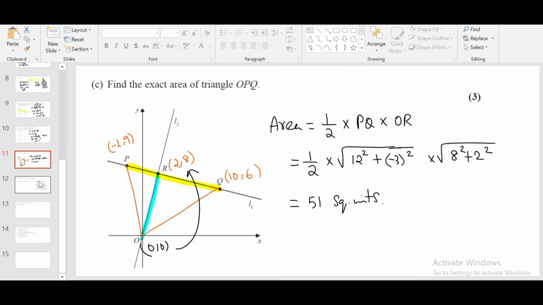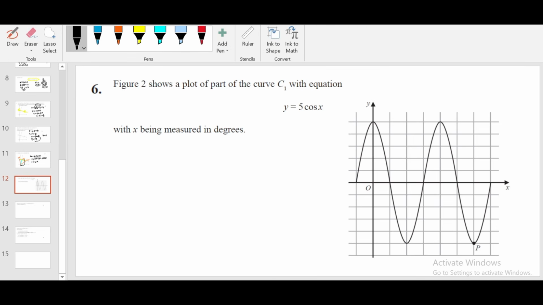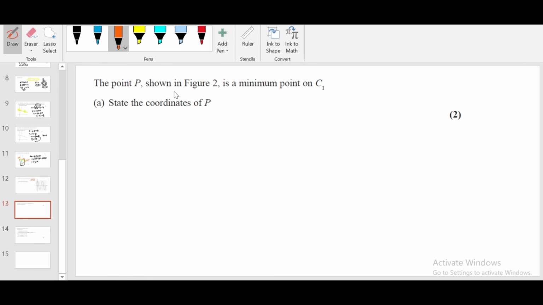Question number 6 now. Figure 2 shows a plot of part of the curve C1 with the equation y is equal to 5 cos x. That's the graph given. X is being measured in degrees. So the part A, the point P shown in the figure is a minimum point. State the coordinates of P. The P is in here.